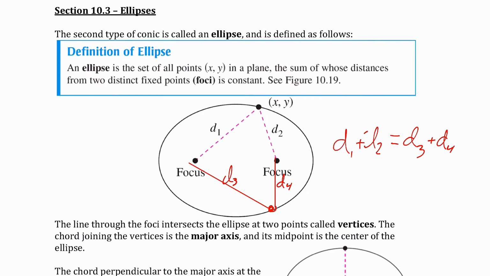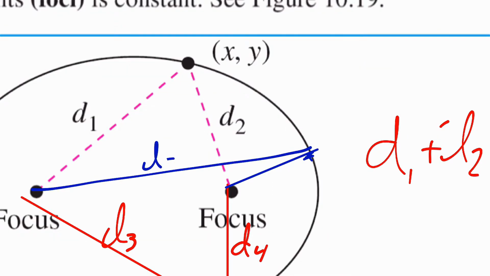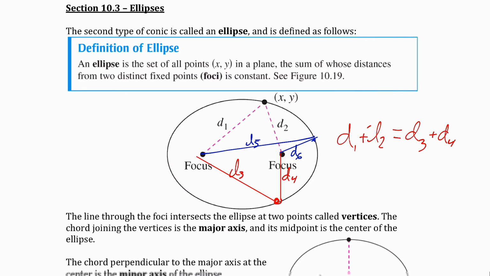So you could also do one, I'm not going to draw it exactly on the horizontal there, but let's say we have a point here and a segment there and a segment there. Call them D5 and D6. And so D1 plus D2 would also be equal to D5 plus D6. So the sum of the distances between the point and each of the two foci is constant.